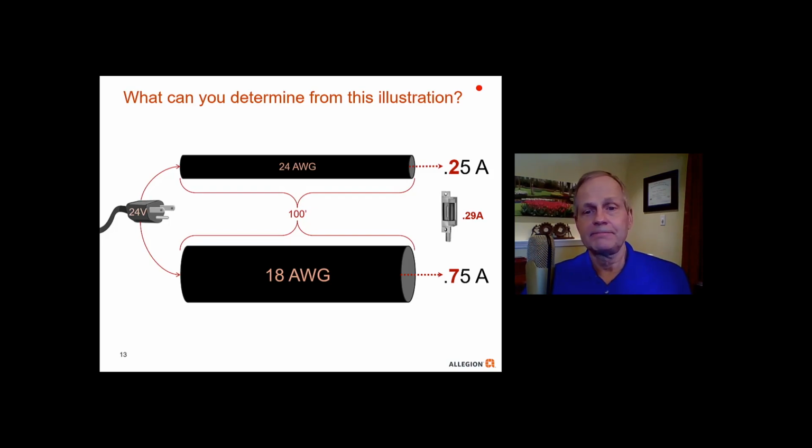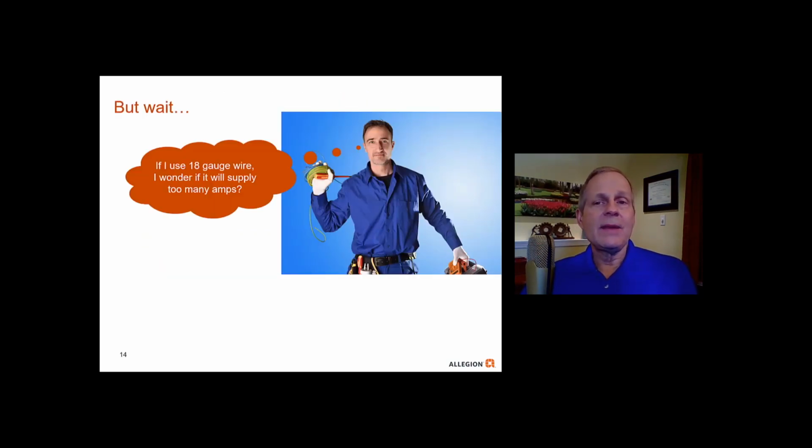All right, so you may be thinking to yourself, well, but wait a minute. If I have 18 gauge wire, I wonder if it will supply too many amps, because I showed you the rating before. It has more current carrying capacity. So will it supply too many amps if I try and use it? So the answer is no, it's not going to cause a problem. It will not supply too many amps. Extra amperage capacity of a wire is okay from a safety standpoint. Now, when it comes to cost, that's a different matter.